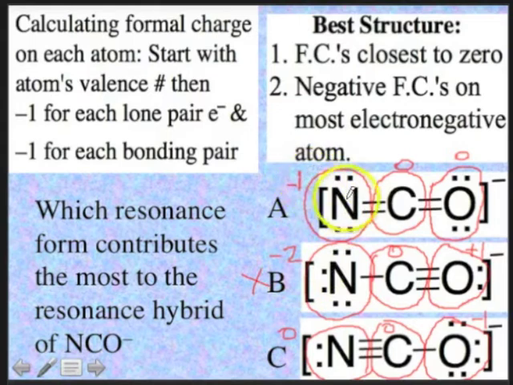This one has a minus 1 on the nitrogen, and C has a minus 1 on the oxygen. And rule 2 is the negative formal charges are on the most electronegative atom. So we have a minus 1 on the electronegative oxygen here. So it looks like this structure here is the most efficient distribution of electrons and contributes most to the resonance hybrid. Okay?